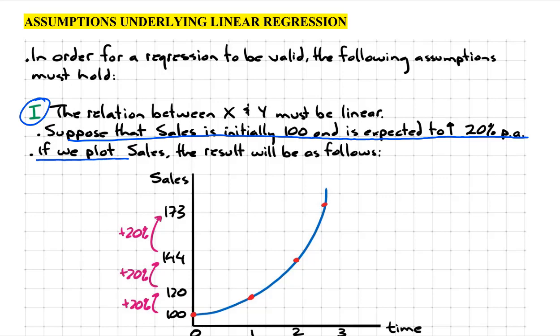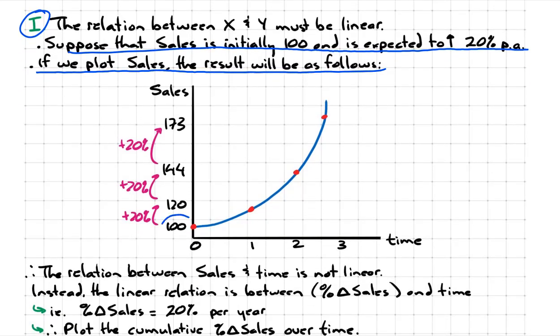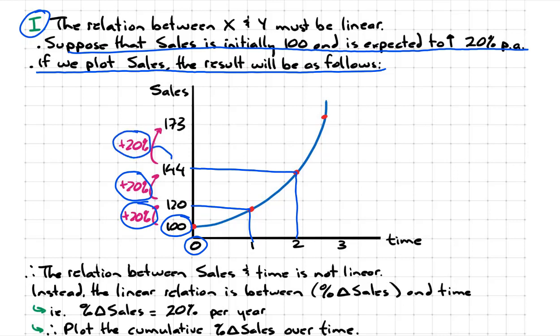Now, if we were to plot sales, the results will be as follows. So here we are, we're starting at $100 today. And in the first year, it goes up by 20%. So at the end of the year, it'll be 120. And then from 120, it goes up another 20%. So in year 2, it'll actually be 144. And finally, in year 3, it'll go up 20%. But again, in year 3, the starting value is 144. So by the end of the year, it'll be 173.